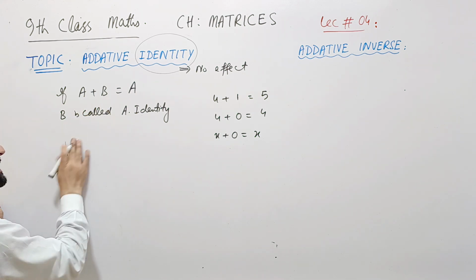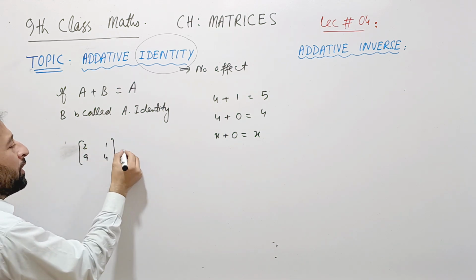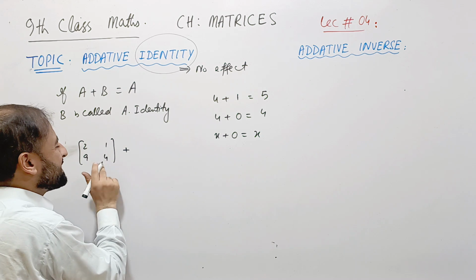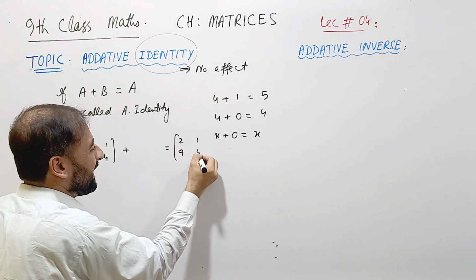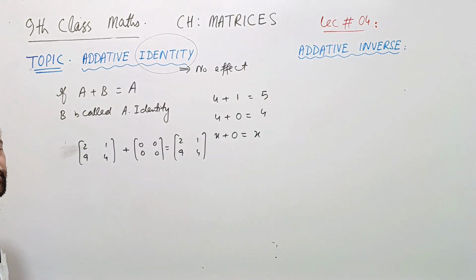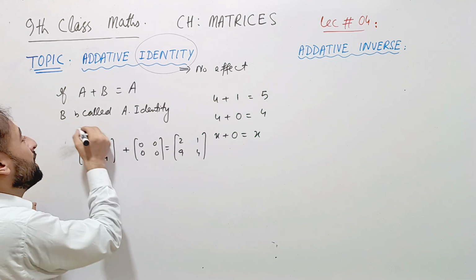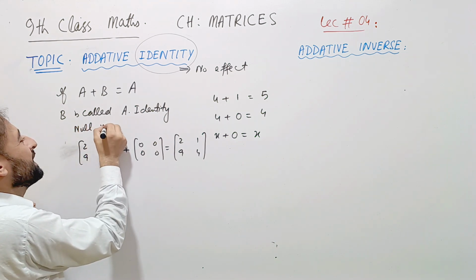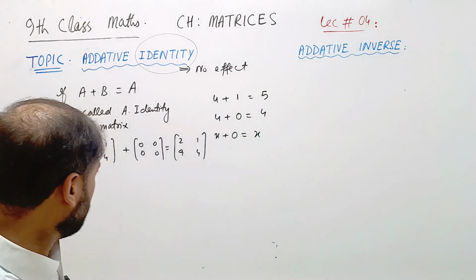For example, students, this is matrix A, 2, 1, 9, 4. So what should be added with this matrix A to get that matrix again? Of course, here we will have 0, 0, 0, 0. So we say null matrix is identity, additive identity, but having the same size.